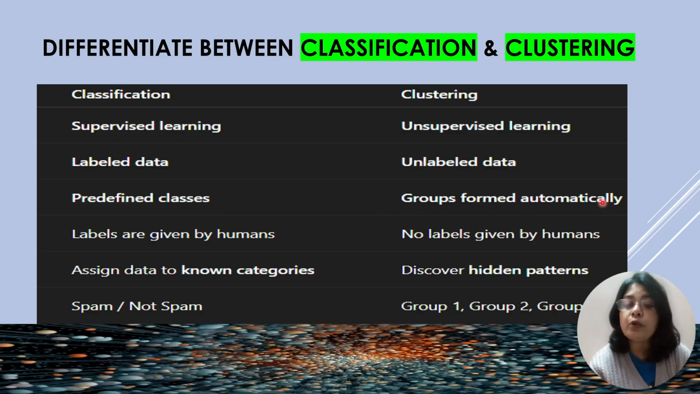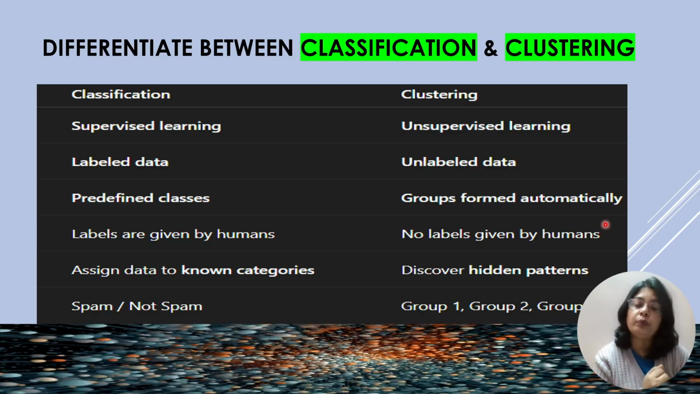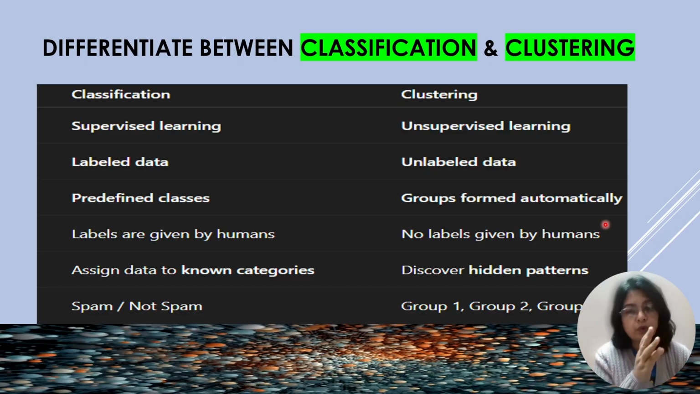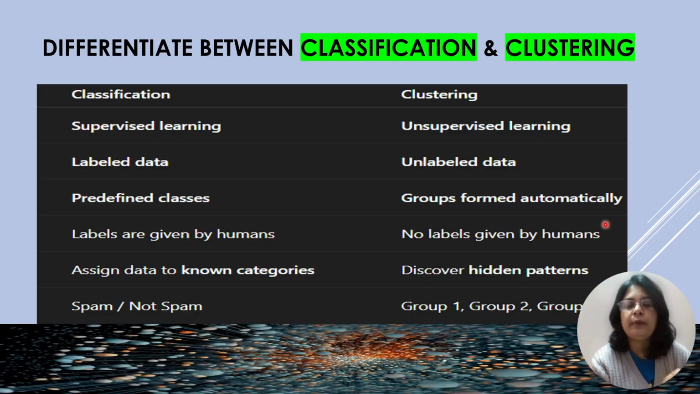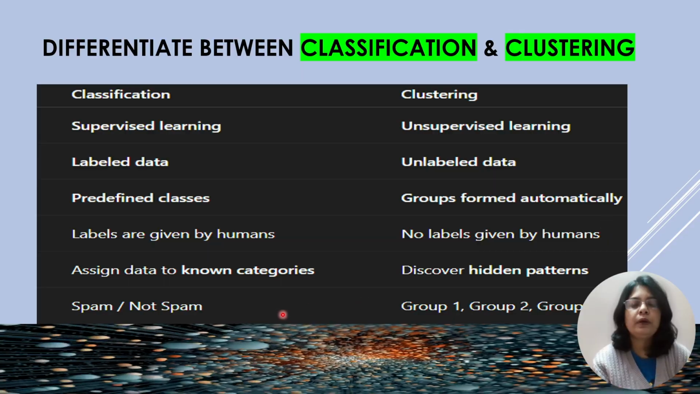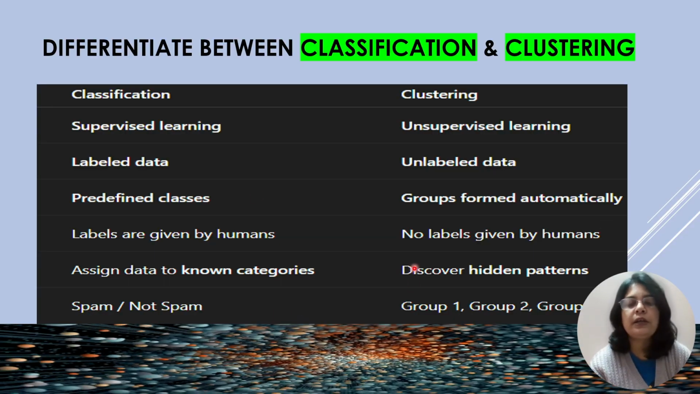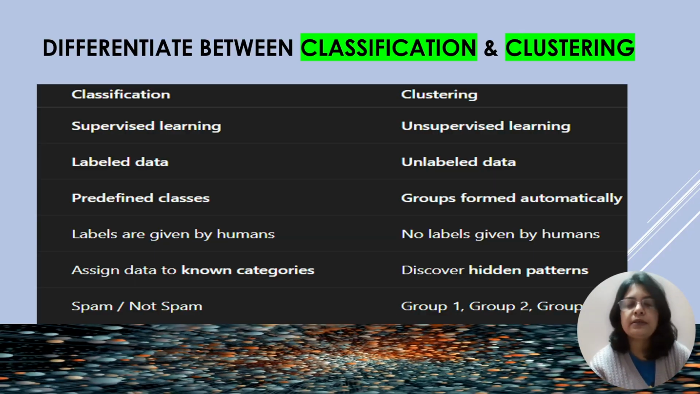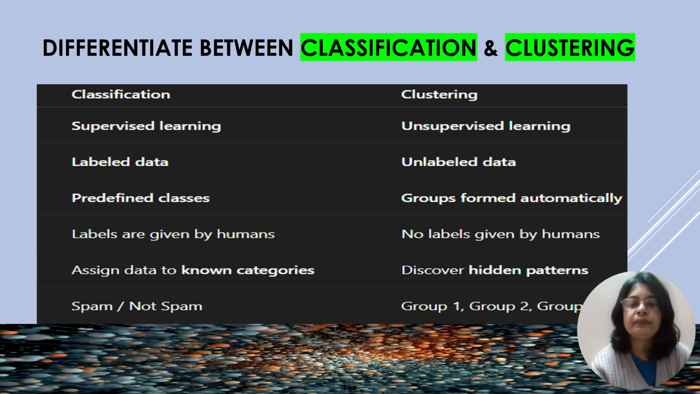Here the groups are formed automatically. We don't know how the model will form the group. But if we are talking about classification, we know it will group all different types of apples together and give the label that this is an apple. But here we don't know what type of group will be formed. So classification and clustering, you can go through this, and if the difference is asked for, you can mention these differences.